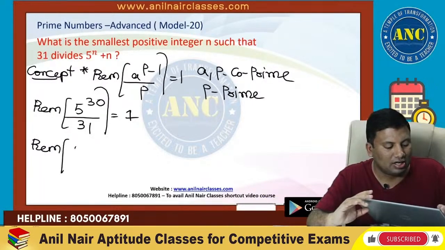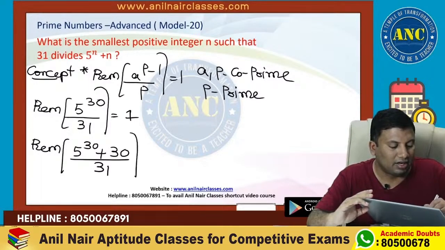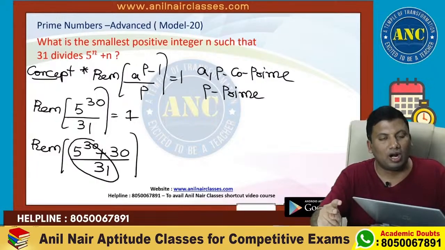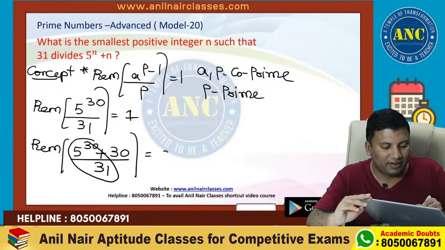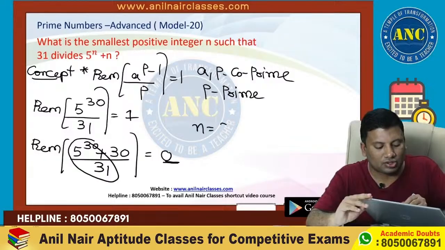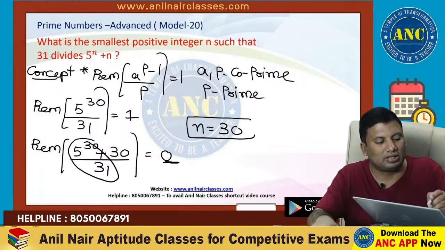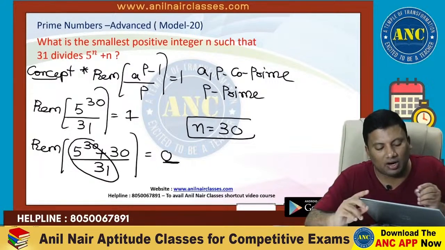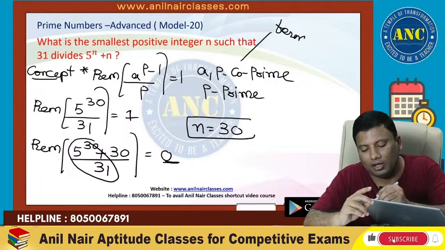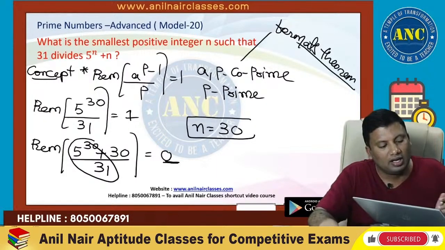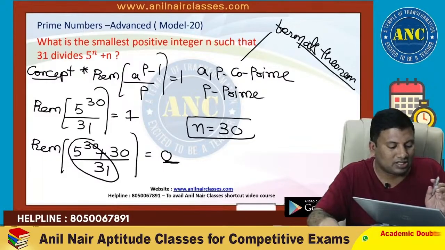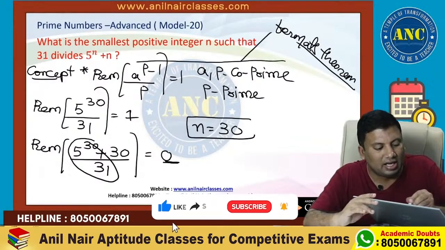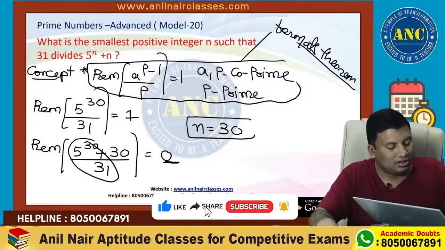Now the question is 5 power 30 plus n divided by 31. 5 power 30 by 31 gives 1, and 1 plus 30 is 31, which is perfectly divisible. So the n value has to be 30. According to Fermat's theorem, 5 power 30 divided by 31 is 1. So 1 plus 30 is 31, n equivalent to 30. This is the learning from this problem.